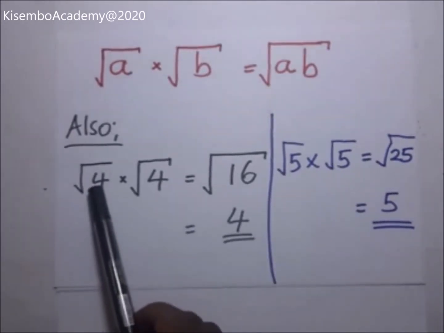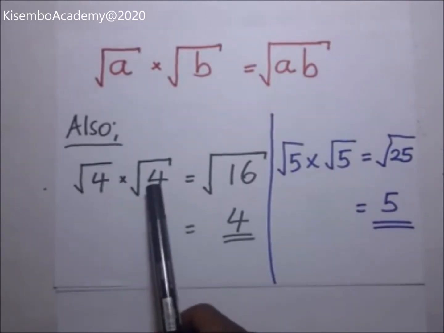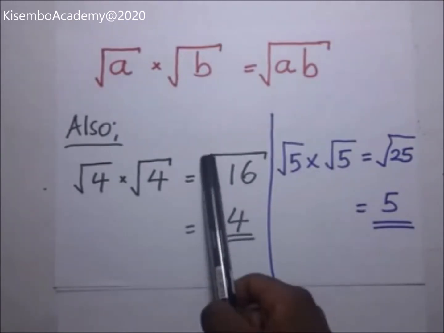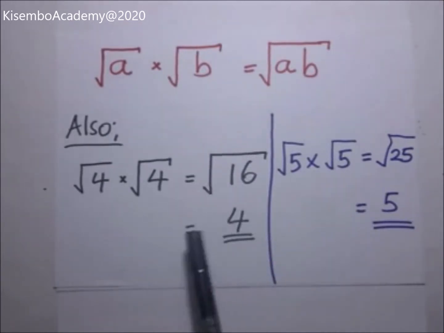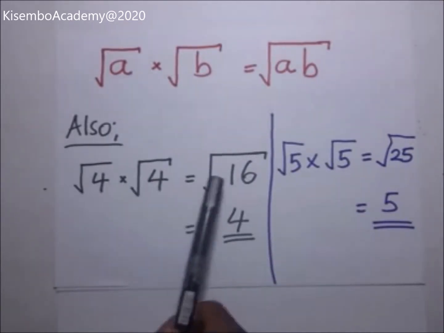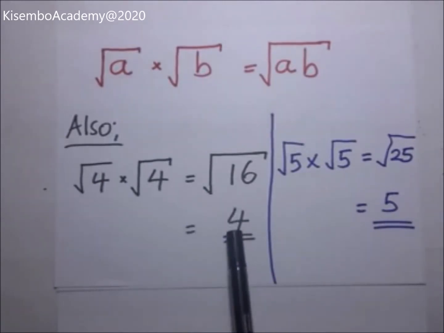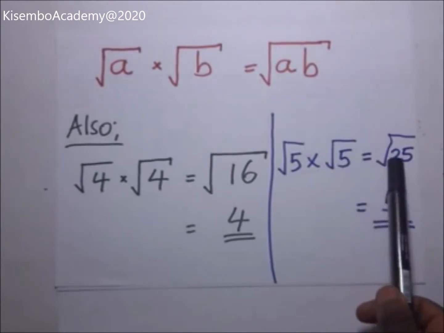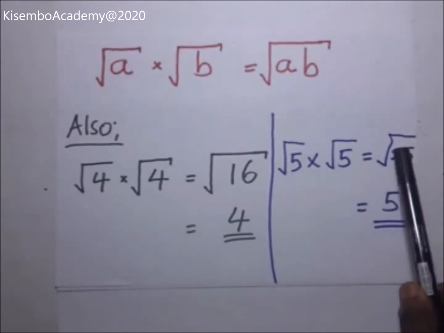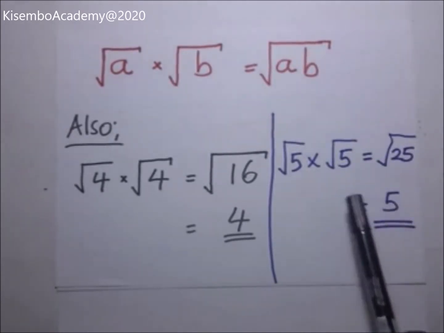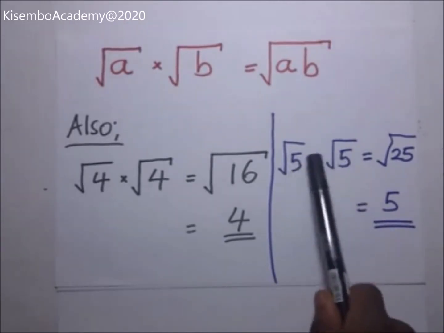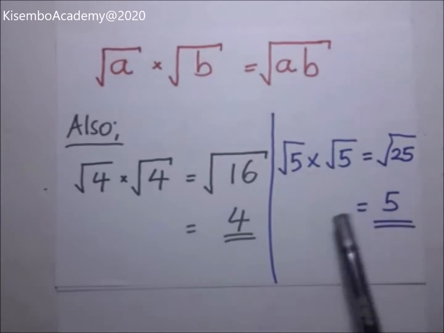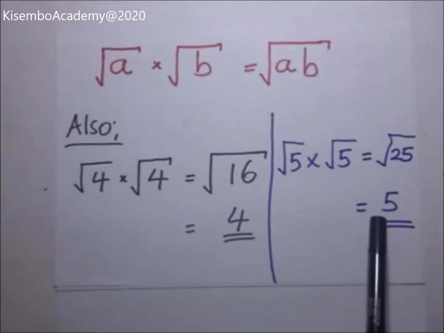We are having 4. Square root of 4 multiplied by square root of 4 gives us the square root of 16. And when we find the square root of 16, our answer is 4. We were dealing with the same figure and it gave us square root of 4. Likewise, square root of 5 multiplied by square root of 5 gave us square root of 25, and we know that the square root of 25 is 5. So when we multiplied the square root of the same number twice, we got the same number. So this also brings us to another conclusion.